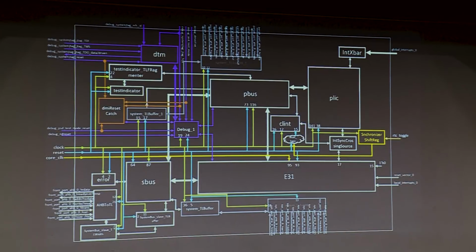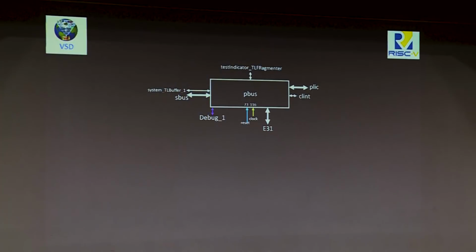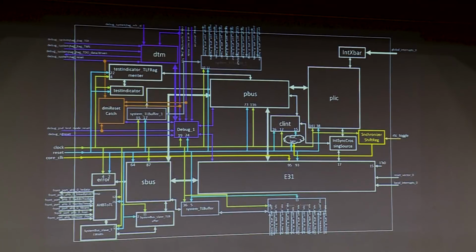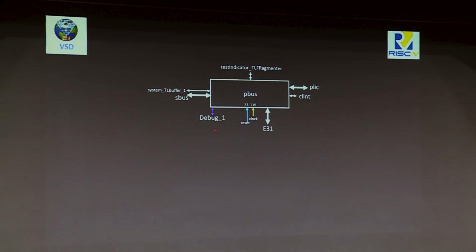Let's look into another example of a block. For example, if you look over here, the P bus. The P bus is interacting with the test indicator, the clock signal, and the debug. So ideally, the pins that are coming for the P bus should be something like this.